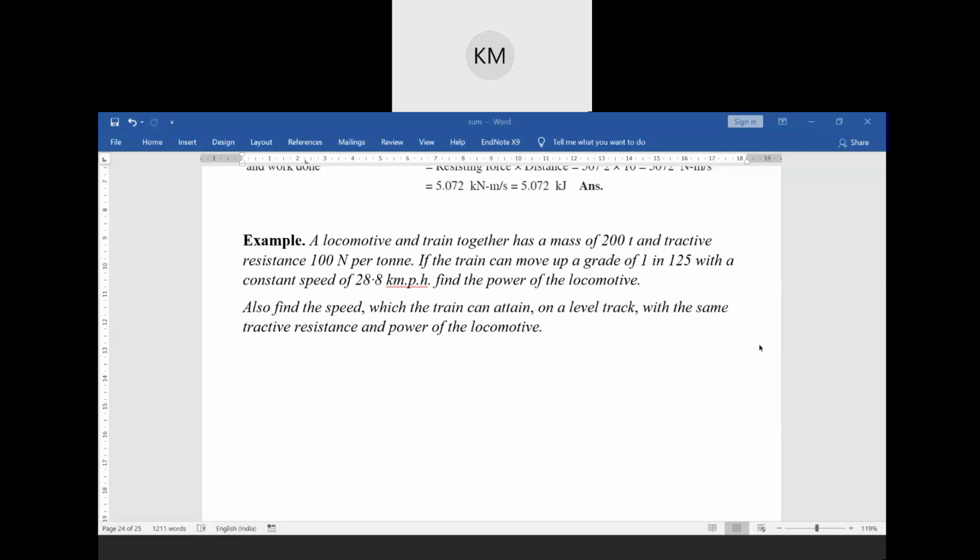So then, can you see the questions? Are you able to see the questions, students?